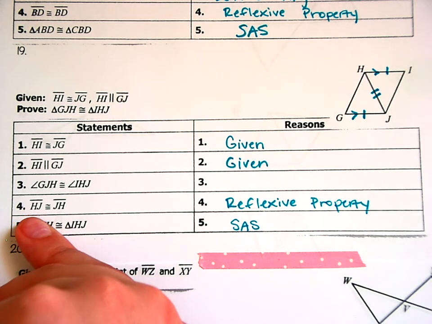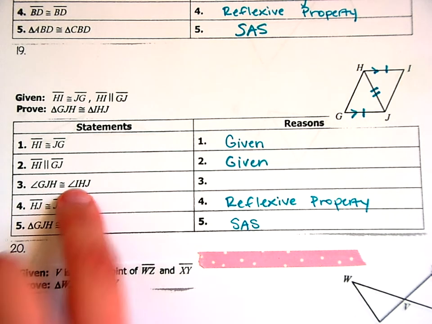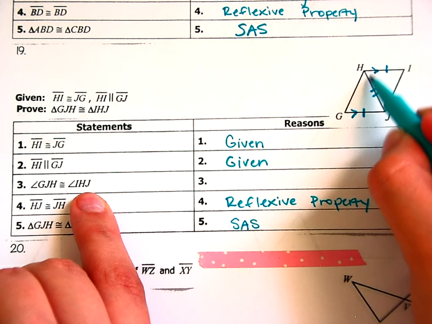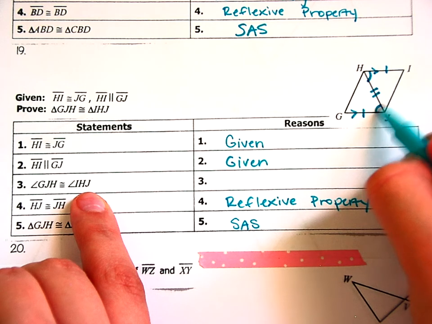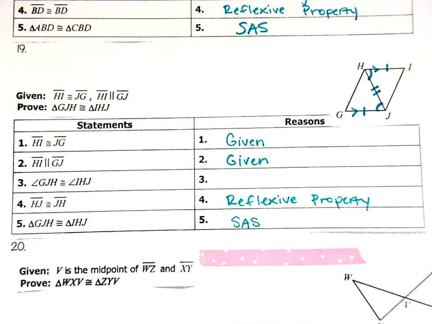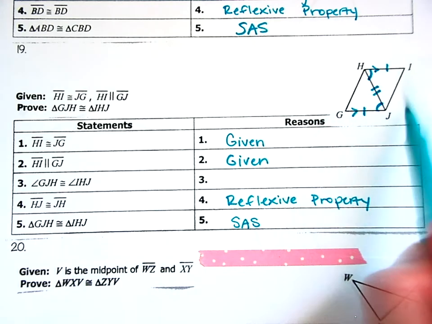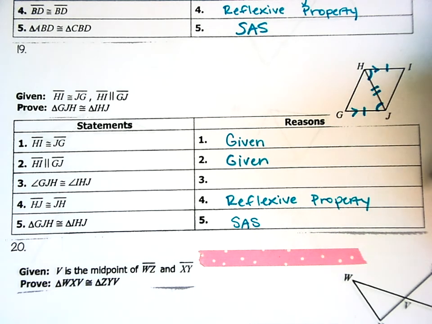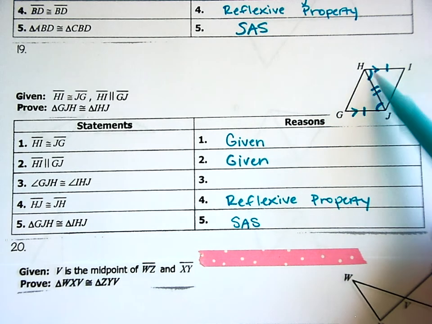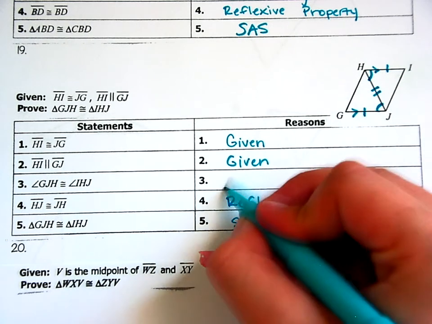See if you can think about why GJH is congruent to IHJ. So that's IHJ, that's this angle right here, and this angle right here. I'll give you a hint. It has to do with the fact that these sides are parallel. So when we have parallel lines and then a transversal that cuts them, then these angles are always congruent, and those are called alternate interior angles.